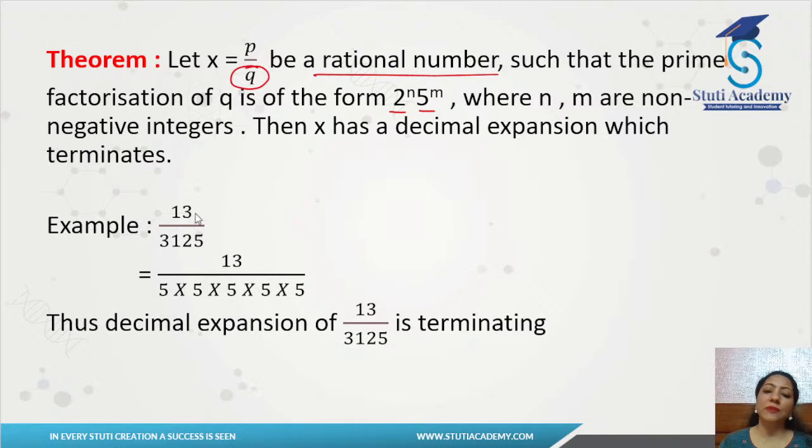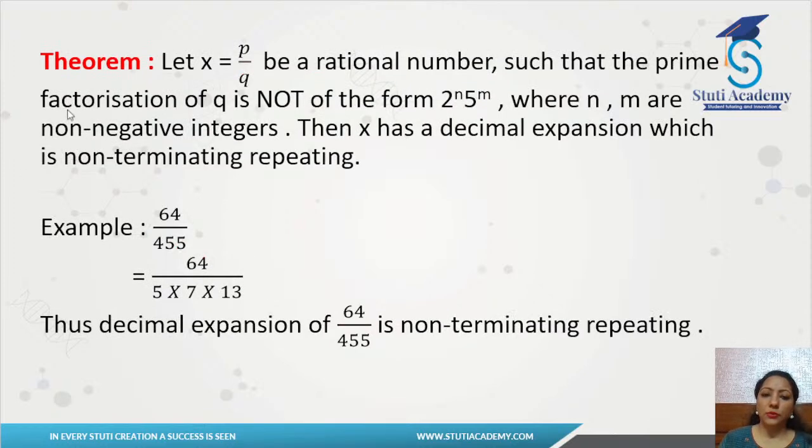Like in this case, we have 13 upon 3125. We can prime factorize the denominator and write it as 5 into 5 into 5 into 5 into 5. So this is 5, we are multiplying by itself 5 times. So then the decimal expansion terminates. In this case, it has a terminating decimal expansion.